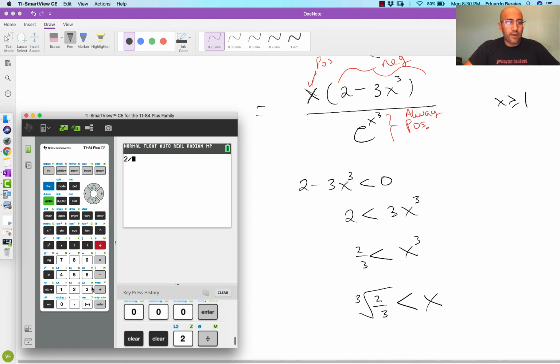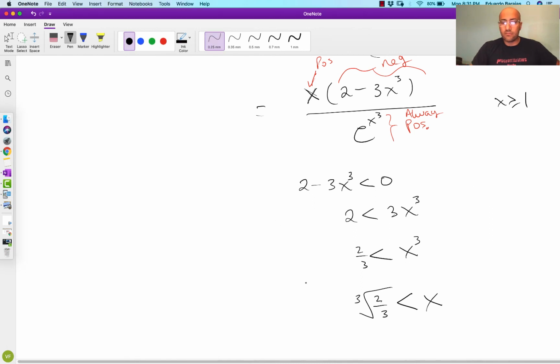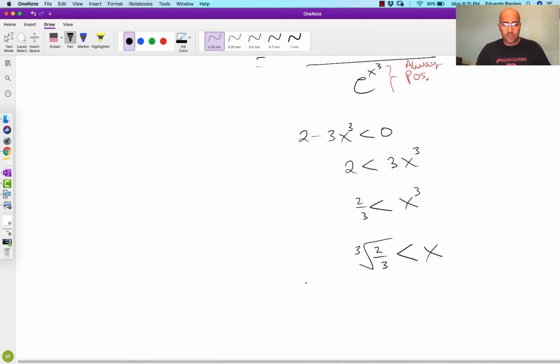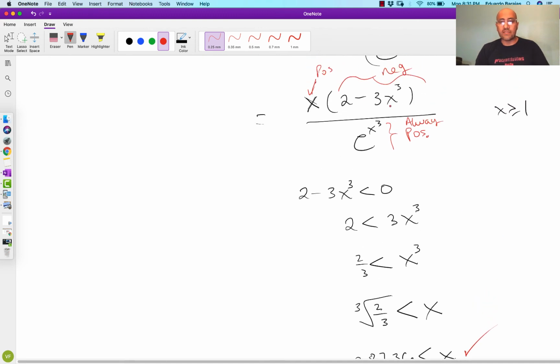2 divided by 3, and then raise that to the power of 1/3. And we get 0.8736. So as long as x is greater than this decimal, everything is fine. We're going to be negative, right? So 1 qualifies, and that should make sense here.